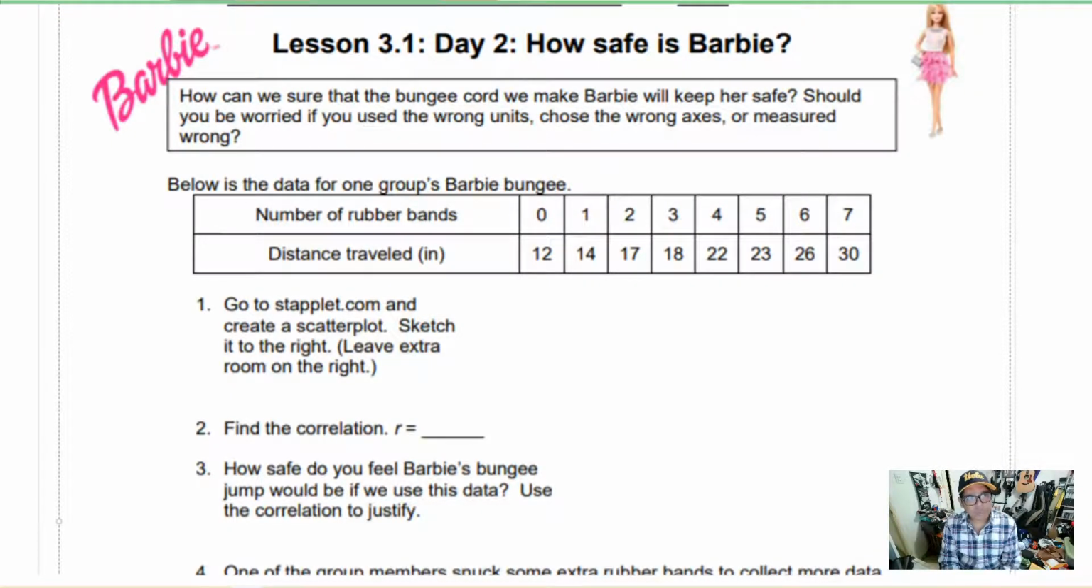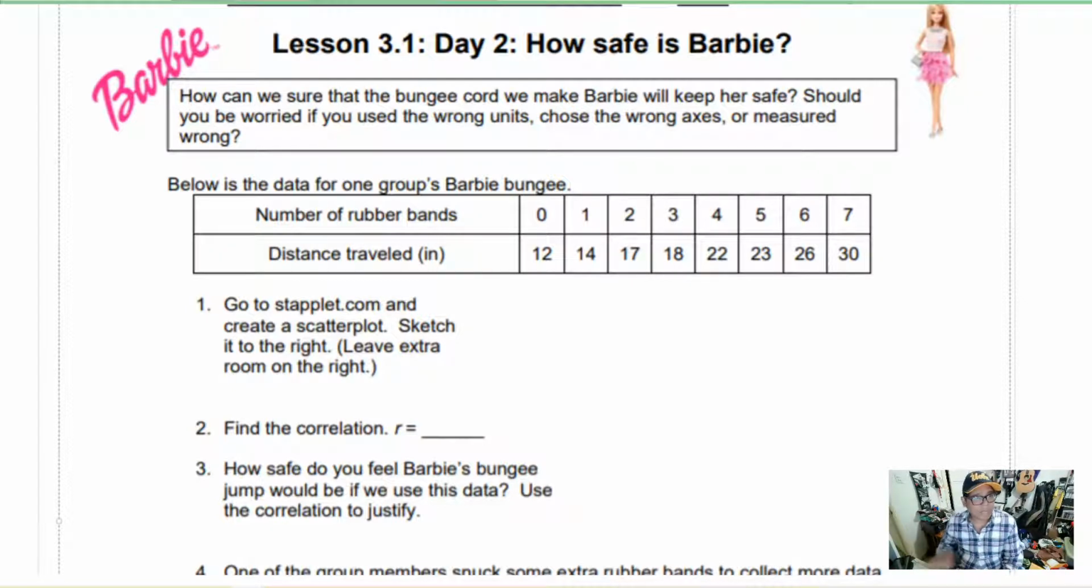So how can we be sure that the bungee cord we make for Barbie will keep her safe? Should you be worried if you use the wrong units, choose the wrong axis, or measured incorrectly? Okay, well below here is the data for one group's Barbie bungee.